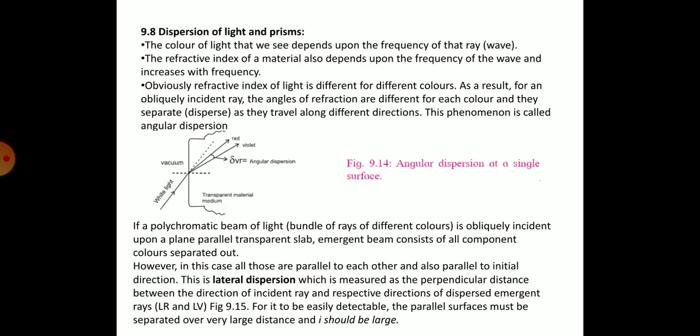As we know, light incident on any transparent material will give different angles of refraction. So the color of light that we see depends on the frequency of that wave, and the refractive index of that material, which also depends on the frequency of the wave and increases with the frequency.